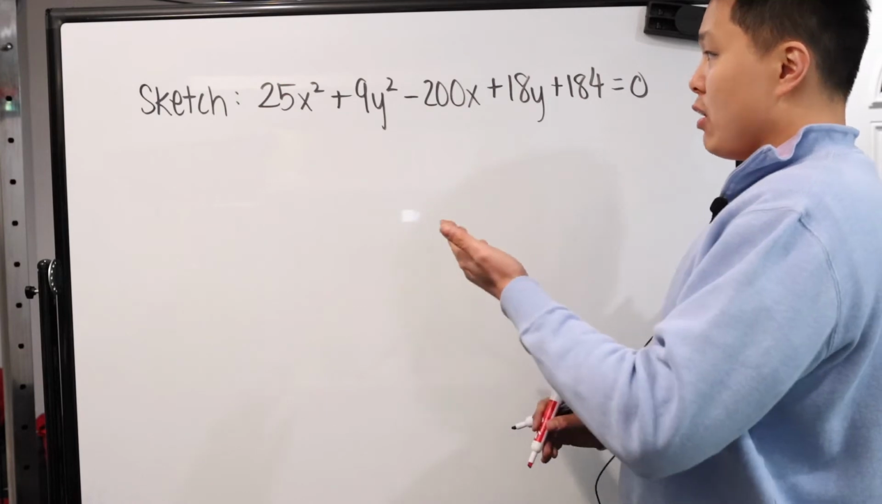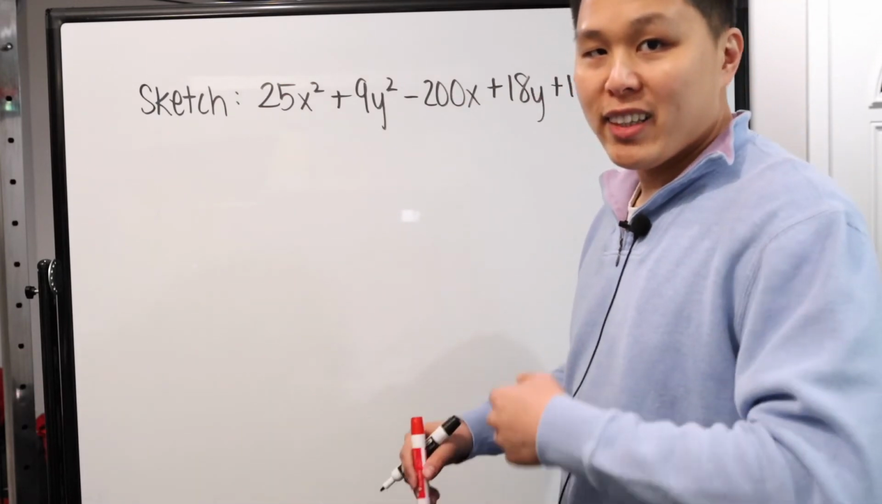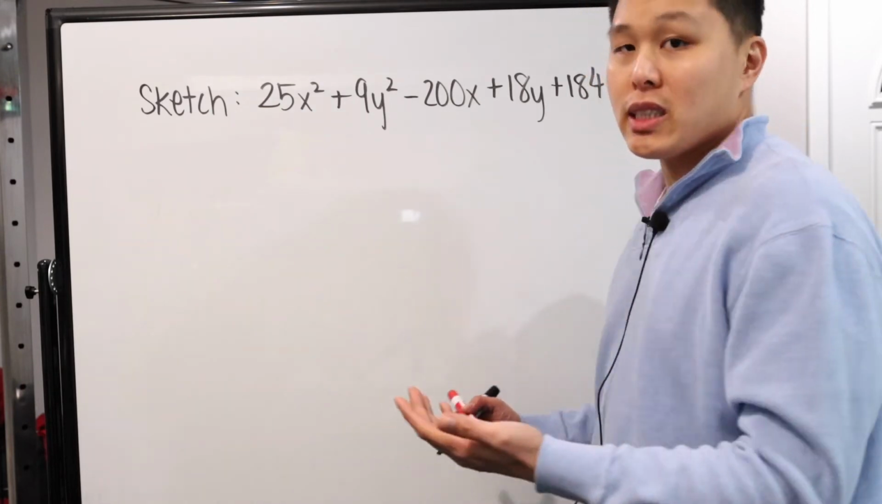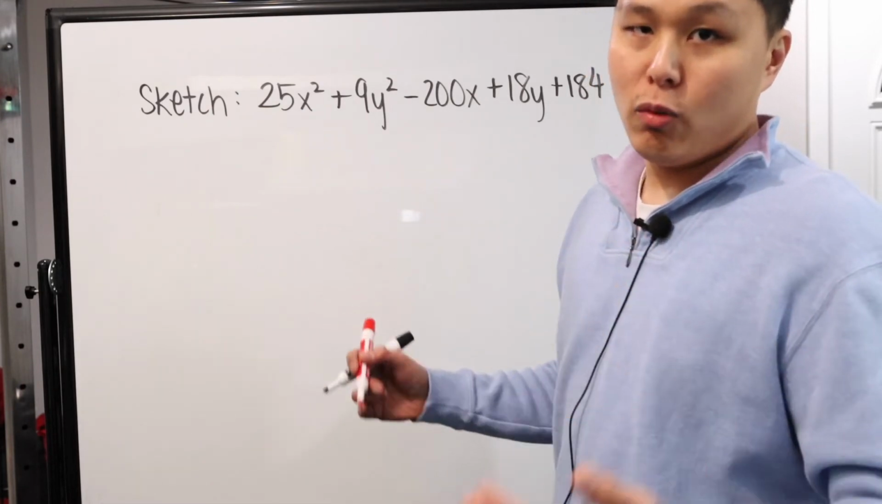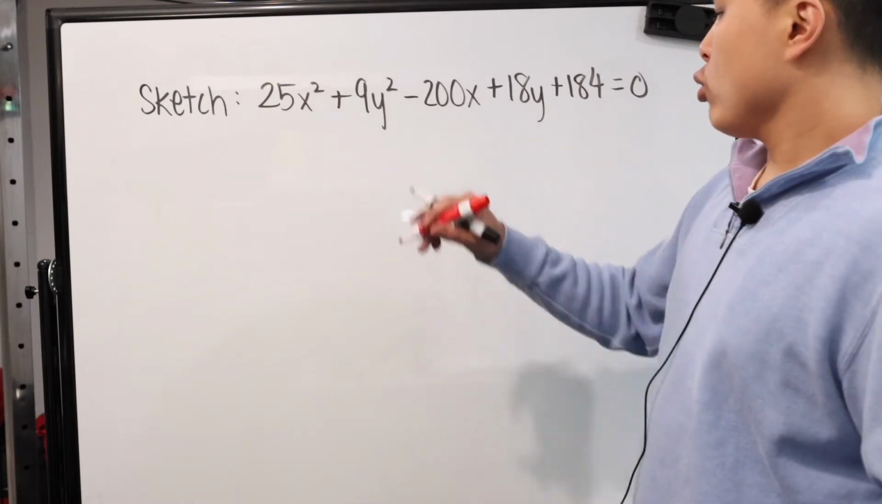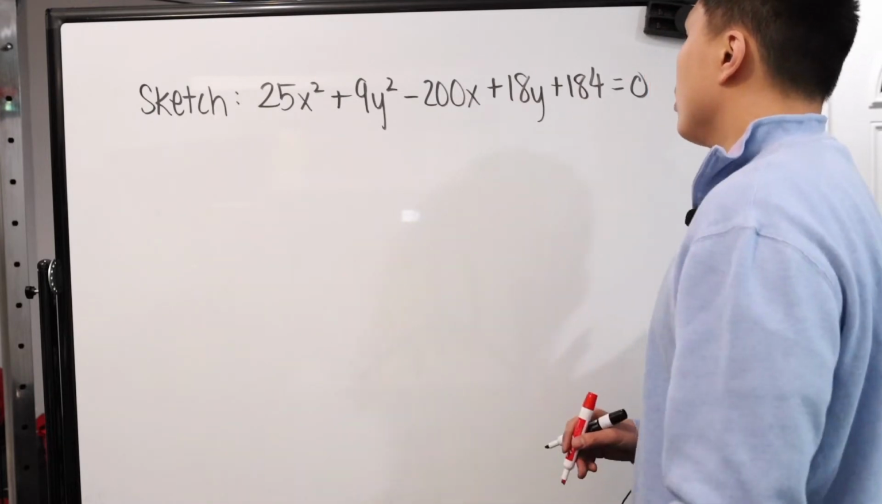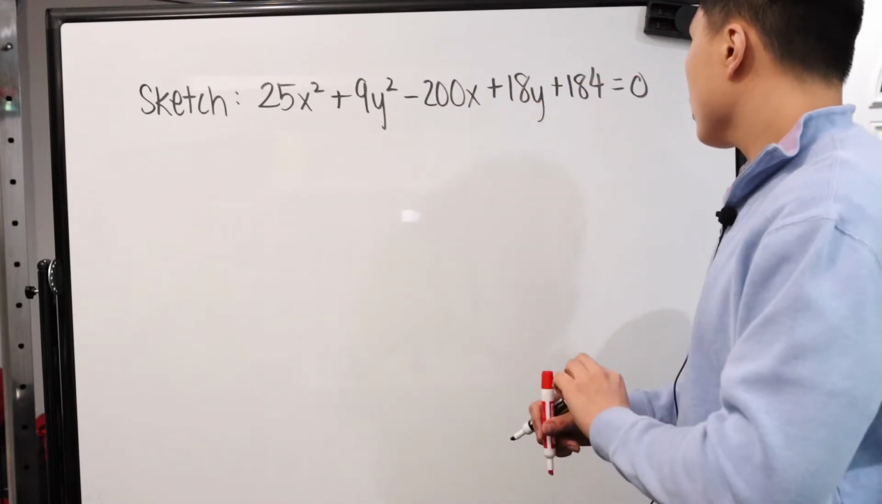Now this one is different. If they want you to sketch this one, you actually have to go backwards and try to write it in standard form, because only with standard form can we truly understand what the ellipse looks like. Well, let's just start off with this. We have 25x squared plus 9y squared minus 200x plus 18y plus 184 equals 0.